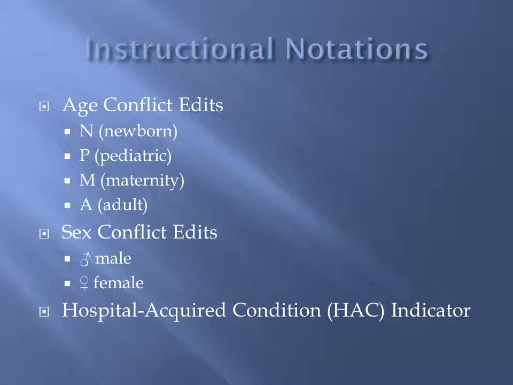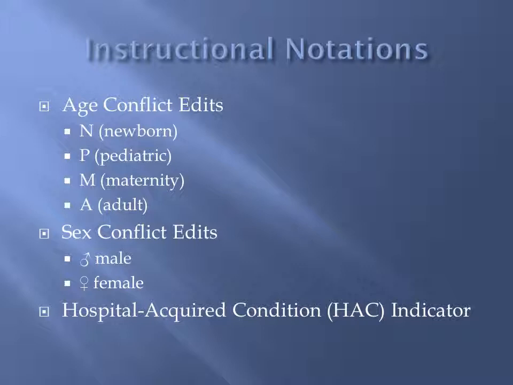Age conflict edits. If you see an N, this is for newborn. This is 0 years of age, newborns and neonates only. A P is used for pediatric, which would be 0 through 17 years of age. M for maternity. This will be between 12 and 55 years of age. And A, adult, for 15 years of age and older.